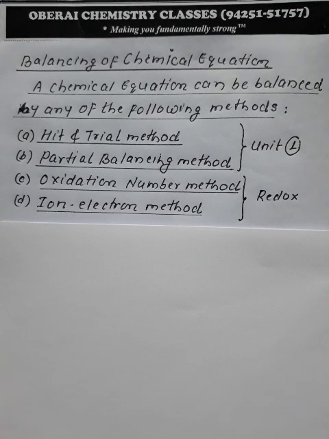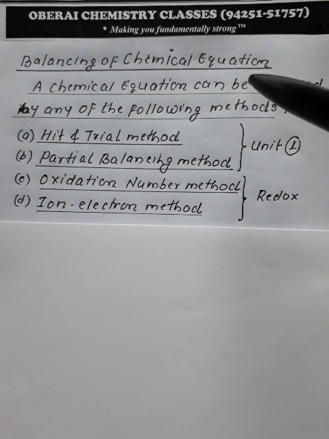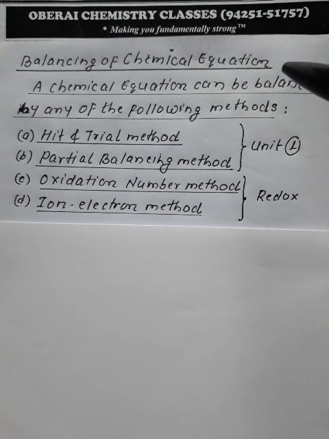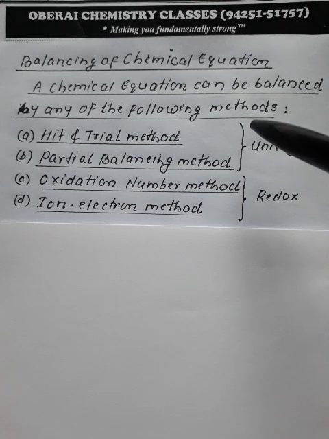Now starting with a very important topic, it is balancing of chemical equation. We have already dealt with what is a chemical equation. So we said that chemical equation is summary of chemical reaction. In a reaction, there are various features involved and all those features are represented by writing a chemical equation. But a chemical equation could be useful only when it is properly balanced. So how can we balance a chemical equation?